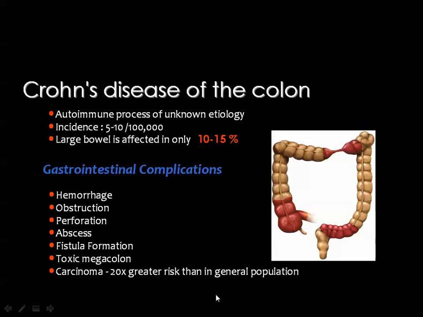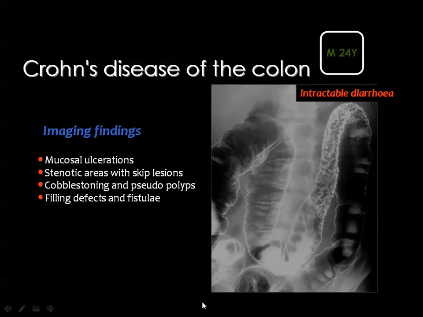Then we come to Crohn's disease, which is more common in the small bowel, but it can affect the colon. About 10 to 15% of the cases with Crohn's disease may affect the colon. These are the complications of Crohn's disease anywhere, like hemorrhage, obstruction, perforation, abscess formation, fistula tract, toxic megacolon, and the marked increase of the risk of carcinoma compared to the general population. Crohn's disease in the colon may result in the development of mucosal ulcers and inflammatory pseudopolyps. One of the common causes of pseudopolyps in the colon and in the small bowel is Crohn's disease.